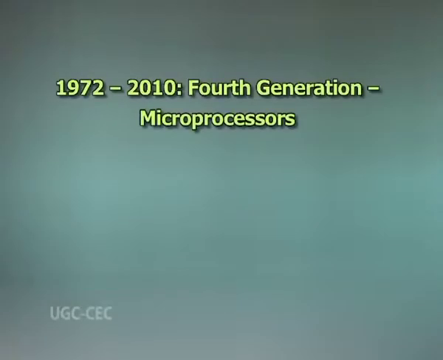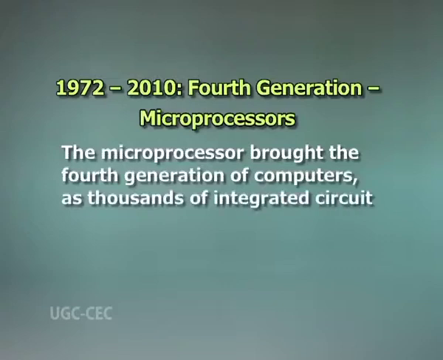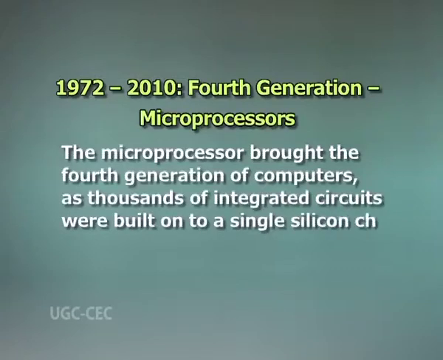The fourth generation between 1972 to 2010 contained microprocessors. The microprocessor brought the fourth generation of computers as thousands of integrated circuits were built onto a single silicon chip. The Intel 4004 chip, developed in 1971, located all the components of the computer from the central processing unit and memory to input as well as output controls on a single chip.